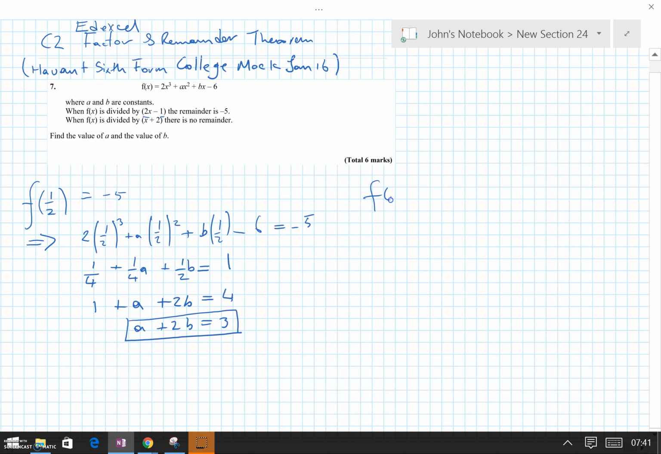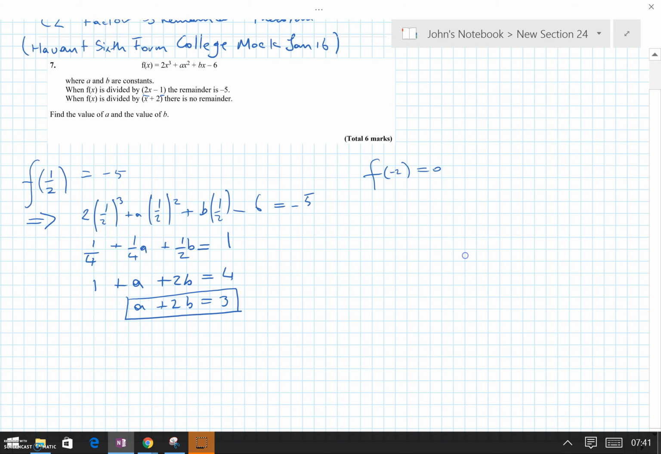We know that f of minus 2 must be equal to 0. So we have 2 times minus 2 cubed plus a times minus 2. I would urge you to bracket. Your first line of any work should always be taking care with showing that you're actually understanding the first idea, which is the factor theorem, factor remainder theorem.